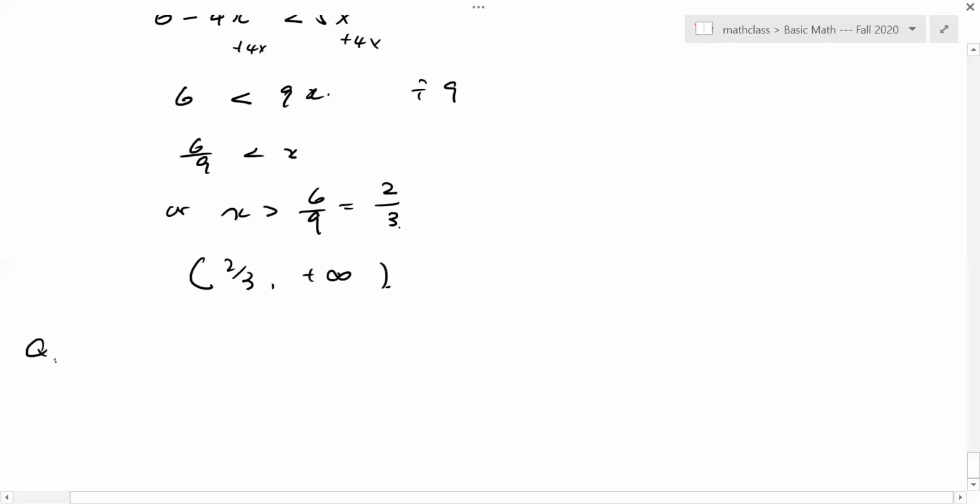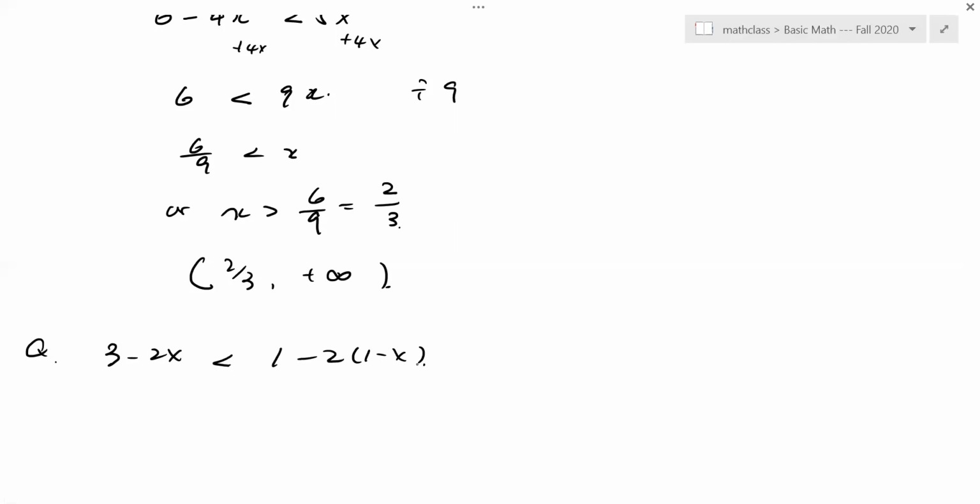All right. Here we have another one. 3 minus 2x less than 1 minus 2 times (1 minus x). Okay. So please work out this one. Everybody, do your best. If you are able to, post the answer here. Okay. I hope you can make it.